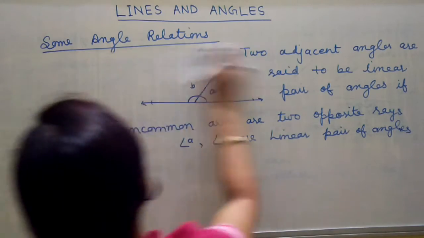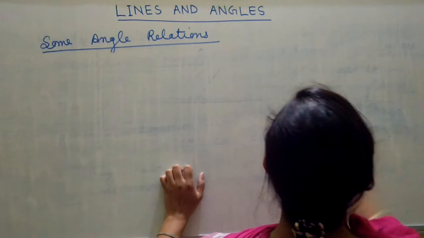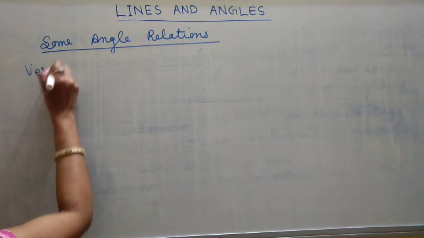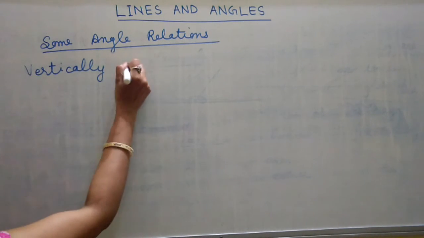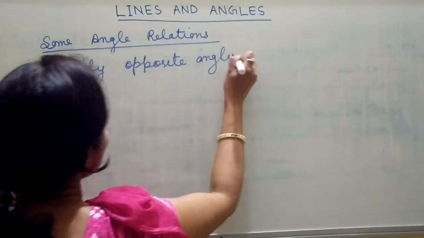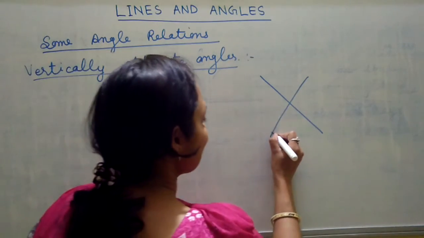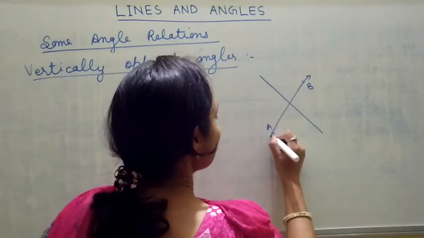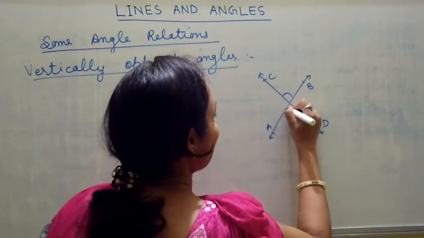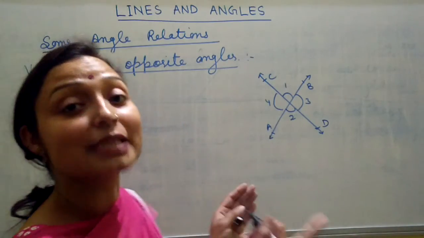Now next is vertically opposite angles. Very easy. Let us suppose we have two lines like this, line AB and line CD. So these angle 1 and angle 2, angle 3 and angle 4, these are the vertically opposite angles.